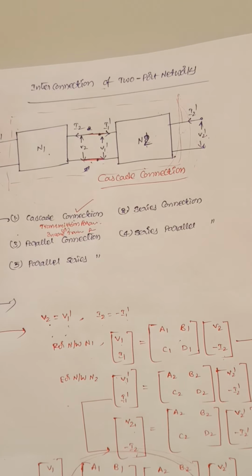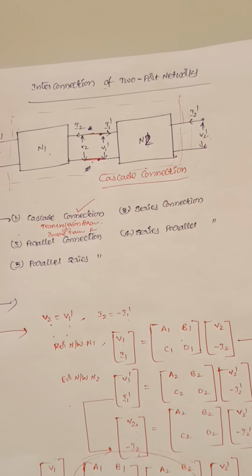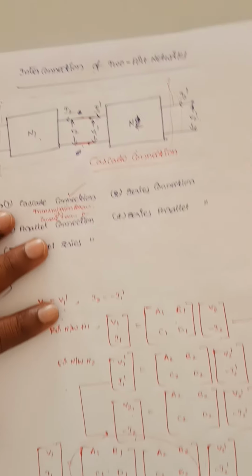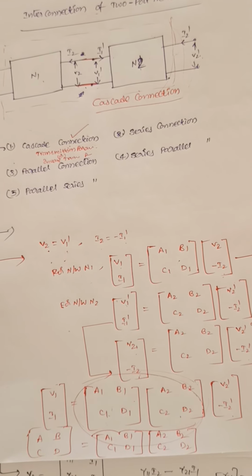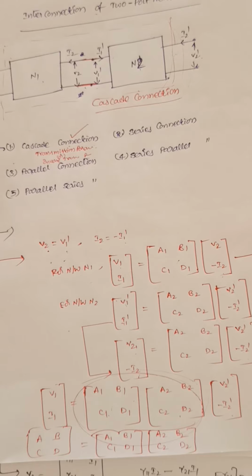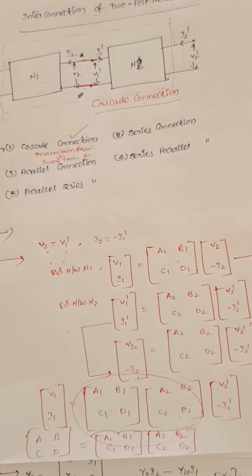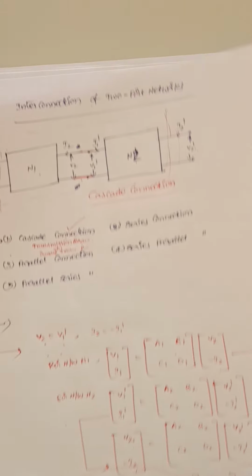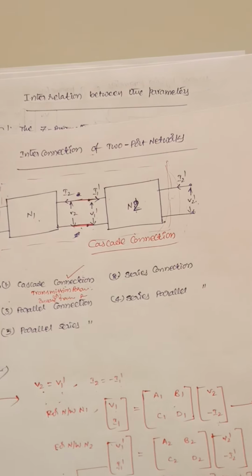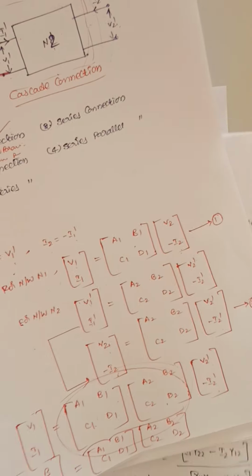That means for the cascade connection, it is better to calculate transmission parameters or inverse transmission parameters. Once you know the values of these transmission parameters, you are able to find the other parameters, that is Y parameters, Z parameters, hybrid parameters, using the interrelation between the parameters. Next, how to find the inverse transmission parameters for this network.